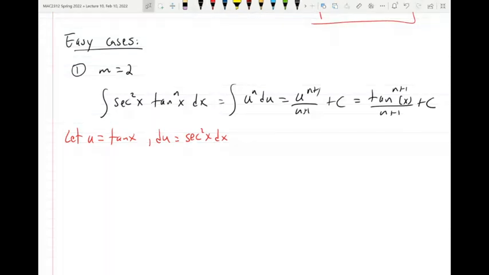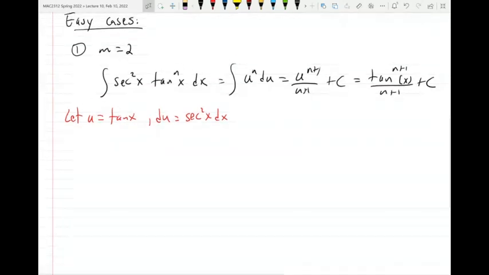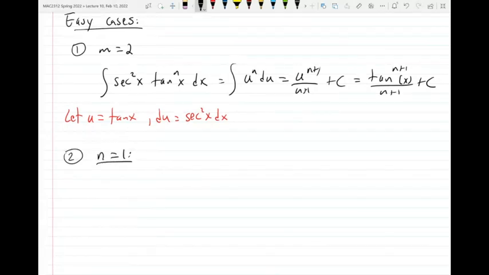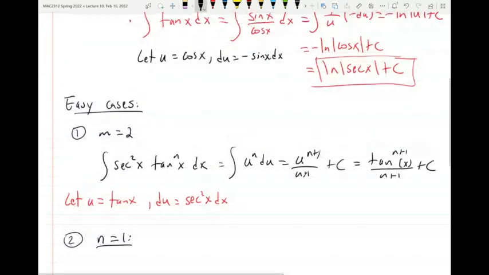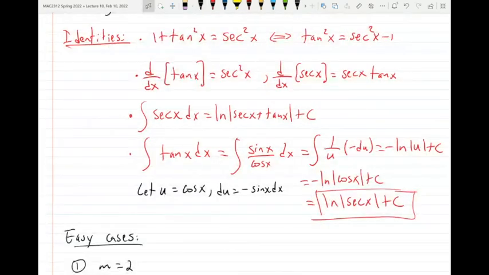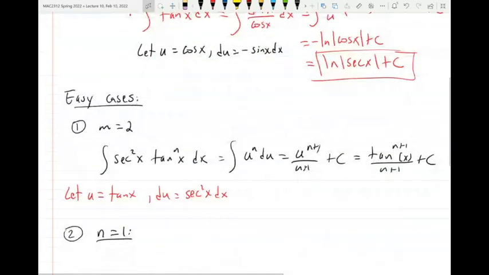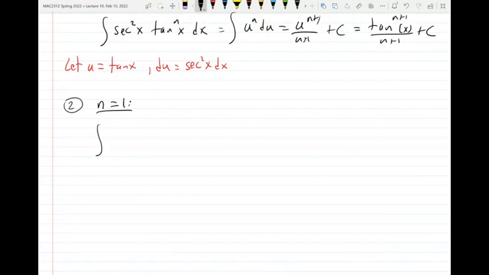And then the other easy case is when the power of tangent is 1. So if n is equal to 1, so that means that you have secant to whatever power you want, but then only one tangent. If there is no secant whatsoever, we know what to do, right? We know what's the integral of tangent. So what if you have tangent times some power of secant, whatever it is? That's what I'm about to discuss now. So let's say m is different than 0, because if m is 0, we know already what to do. It's just tangent.